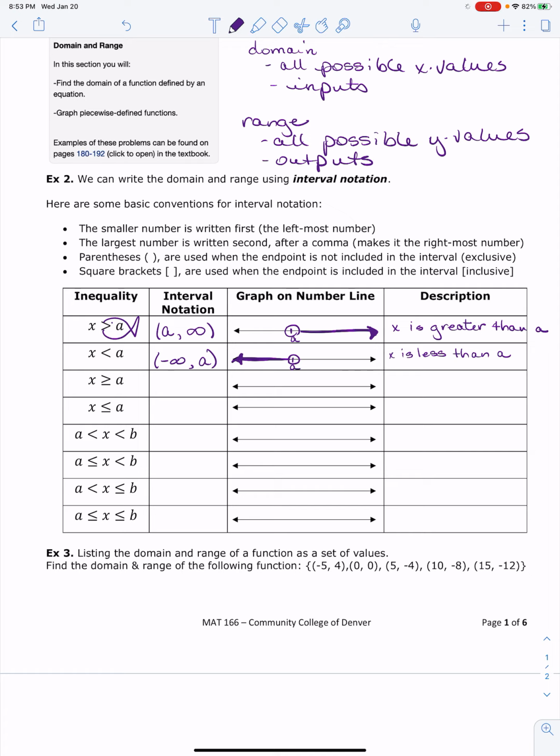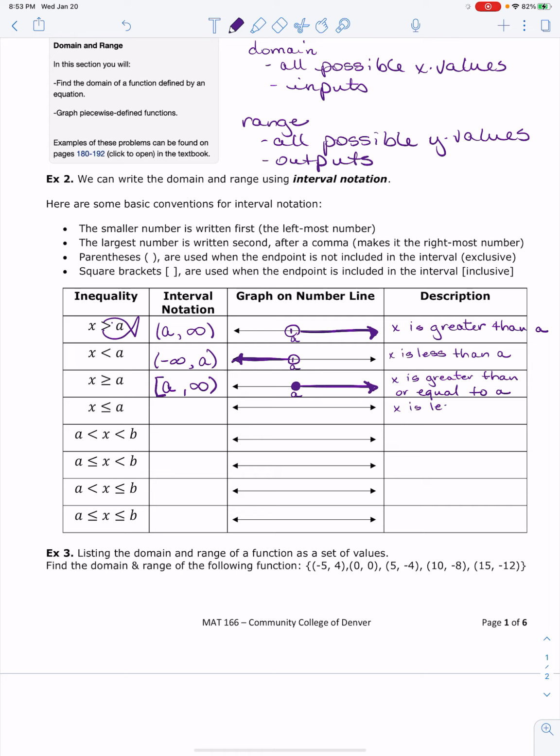So the next one down, x is greater than or equal to a. So here's our a, fairly consistent with the other ones. Because x can be equal a, we've got a solid dot there, and we're looking for all the numbers bigger than a. So again, a to infinity, a parenthesis on the infinity. We've got a square bracket on the a because this time we can include the a.